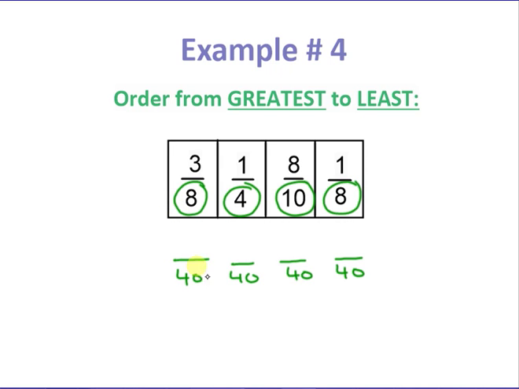All right, so 8 goes into 40 5 times. So 3 times 5 is 15. 4 goes into 40 10 times. So 1 times 10 is 10. 10 goes into 40 4 times. So 8 times 4 is 32. 8 goes into 40 5 times. So 1 times 5 is 5. Now let's go ahead and order them up. So it looks like this guy's first, he's second, she's third, and then this one is last.